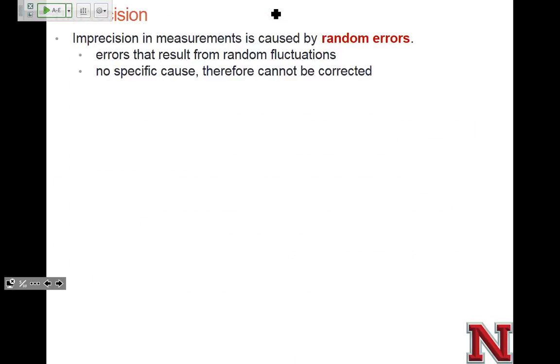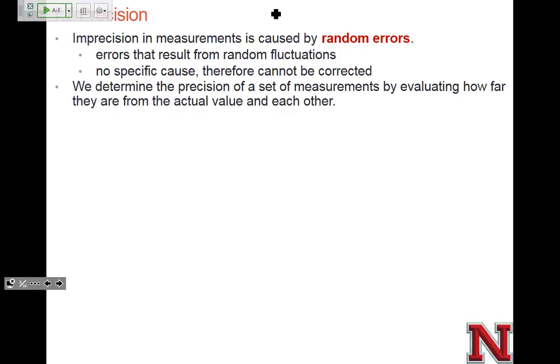So as far as precision, imprecision in measurements is caused by random errors. Oftentimes that results from fluctuations, and sometimes there's no specific cause, and maybe the instrument you're using isn't the best instrument for that.